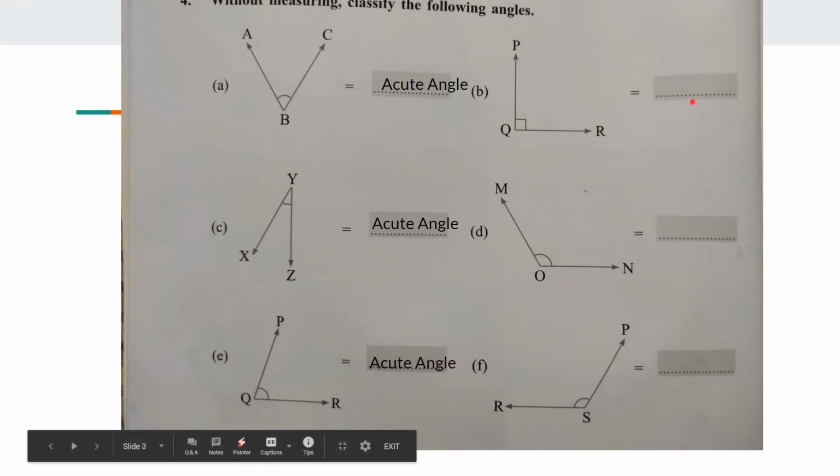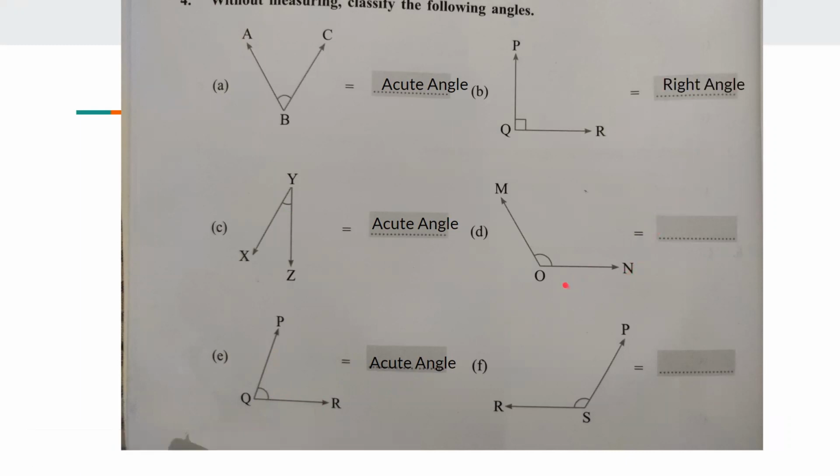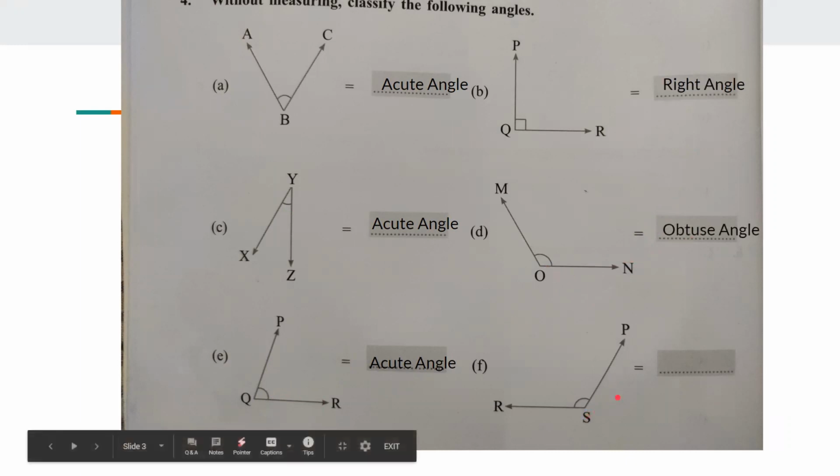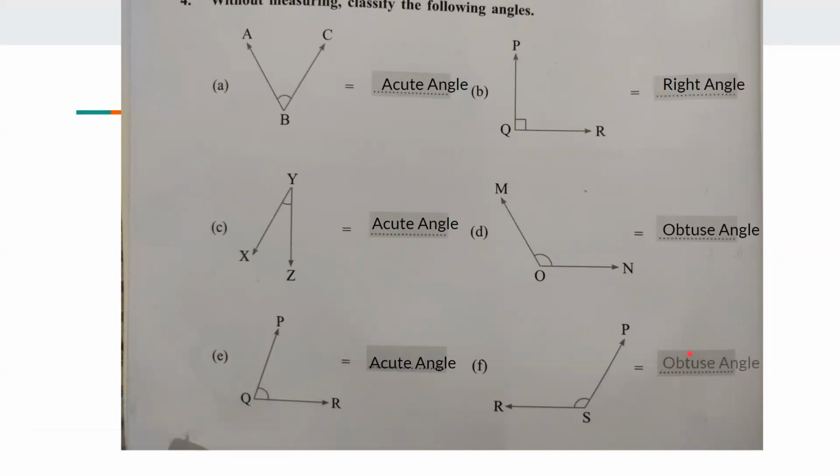Now this we have discussed earlier, it is a right angle. Now here the next figure is a broader angle than a right angle, therefore it is an obtuse angle. Now you see the last figure also, it is bigger than a right angle or broader than a right angle, therefore it is also an obtuse angle.